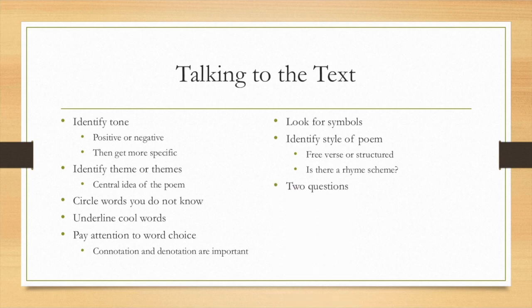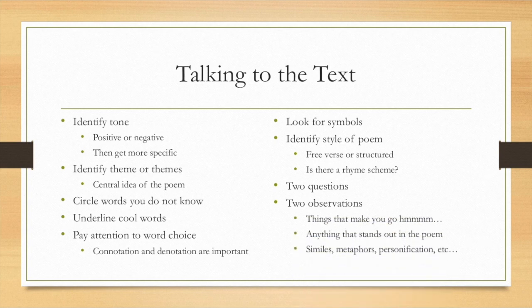And we will come up with 2 questions about the poem and 2 observations that you make about the poem. And you will write these questions and observations down on your own copies of the poem itself. So when you're thinking about observations, these can be any lines, phrases, sections of the poem, things that kind of make you go, that's interesting. Anything that stands out in the poem, similes, metaphors, personification, hyperbole, any observation that you can make. So we're going for 2 questions and 2 observations.